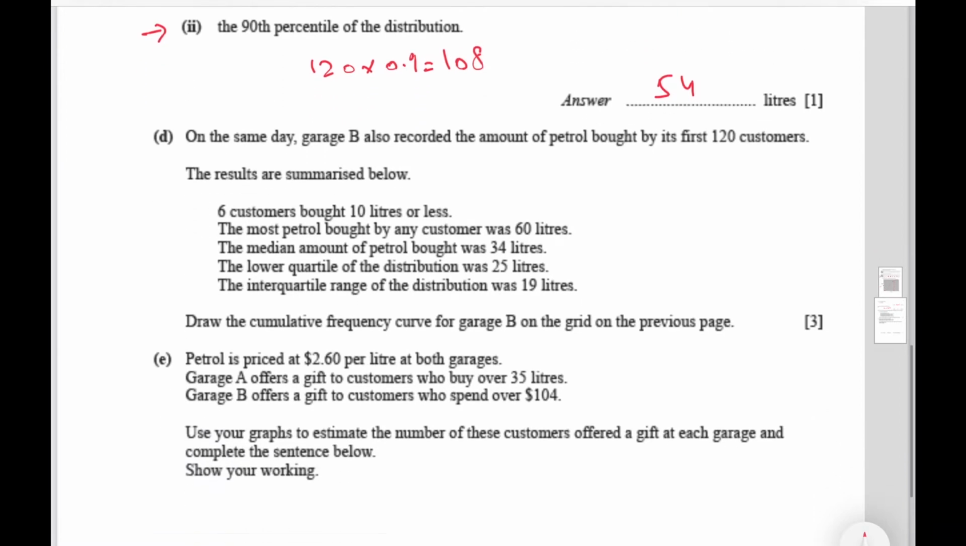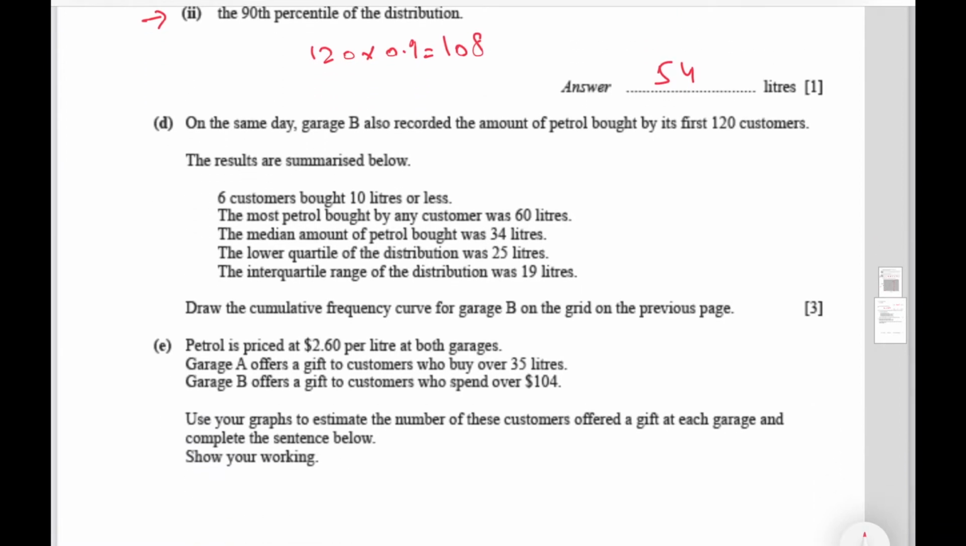Okay. The next part. On the same day, Garage B also recorded the amount of petrol bought by its 120 customers. The results are summarized below. 6 customers bought 10 liters or less. The most petrol bought by any customer was 60 liters. The median amount of petrol bought was 34 liters. The lower quartile of the distribution was 25 liters. The interquartile range of the distribution was 19 liters.